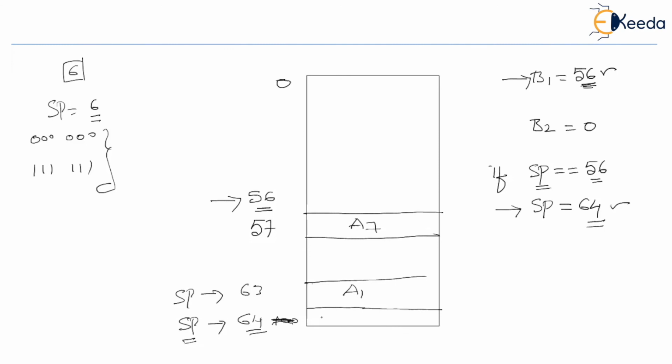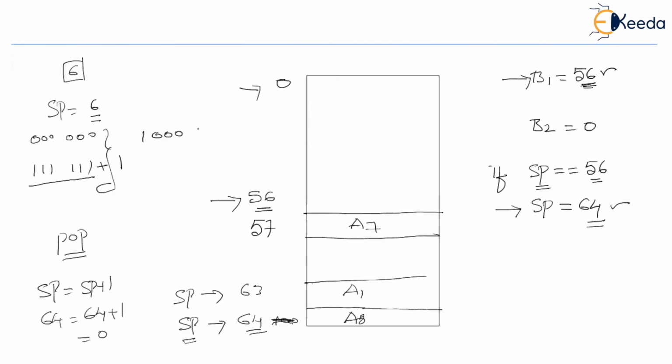Similarly, 64 is 111. Let us say the final element A8 has been stored. Now I want to perform a pop operation. During the pop operation, what is going to be performed? Stack pointer will get incremented. SP is equal to SP plus 1. Now you can clearly understand SP is equal to 64. 64 plus 1 is equal to 0. That is the 0th location. Why 64 plus 1 is equal to 0? 64 is 111. 111 plus 1 is equal to 1, 000, 000. 1 will get discarded because a memory address is just of 6 digits.